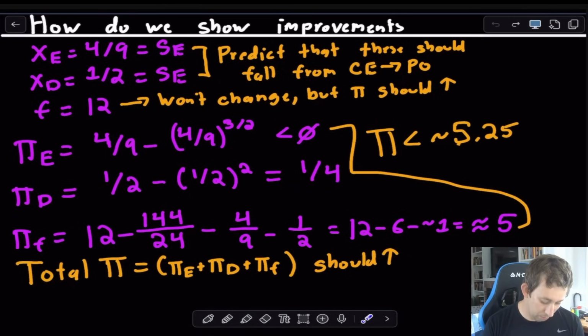And Bill is basically going to get this 12 minus his cost function minus Eva's pollution minus Dana's pollution, which is going to be something about 5. I didn't really do the math, I'm just sort of rounding. It's going to be about 5. And so the total amount of profit right now is slightly less than about 5.25, which means that if we were to go to the social optimum, it's going to be a Pareto improvement if total profit goes up from slightly less than 5.25.